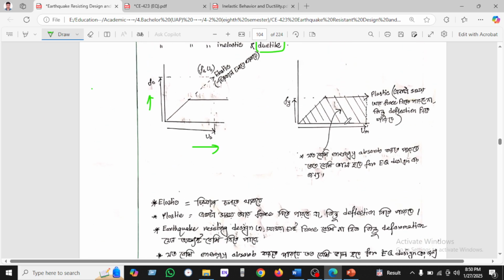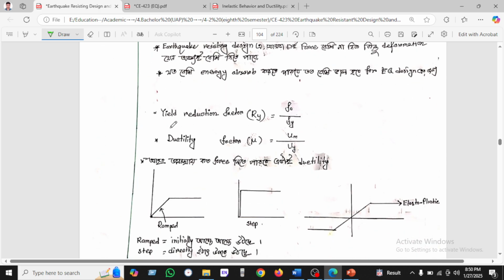Or we can say that if the material or structure takes more deformation, is more ductile, then the structure will be good for earthquake resistance design. So here is another formula: the yield reduction factor, or force reduction factor, which is F naught divided by F yield, and another is the ductility factor, which is U m divided by U ultimate.